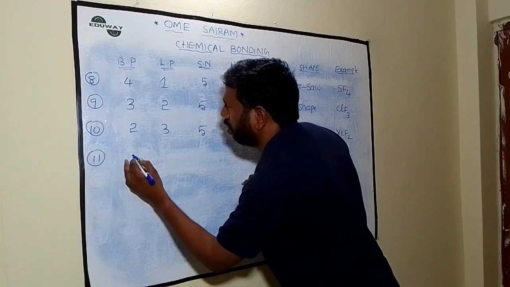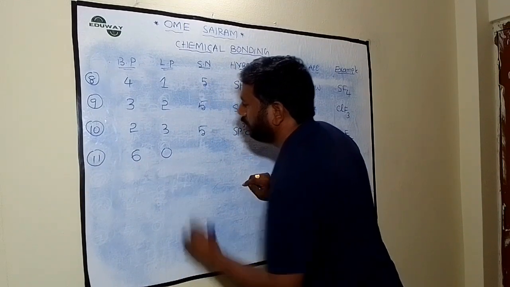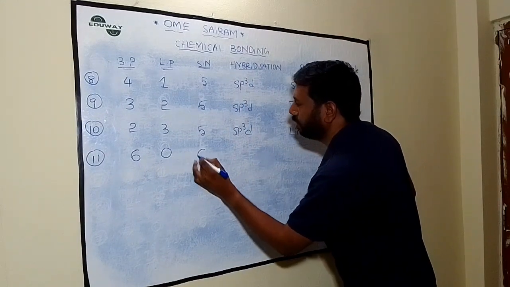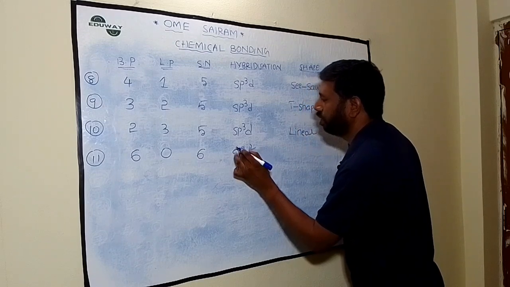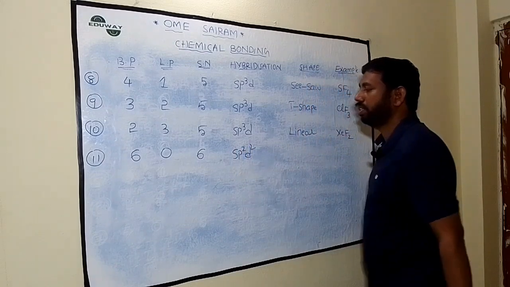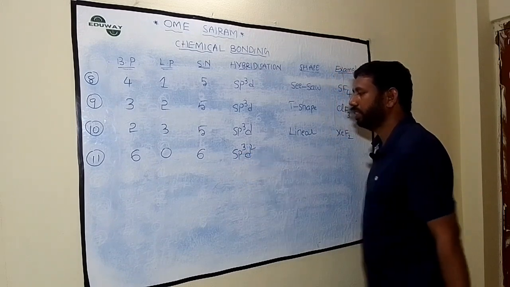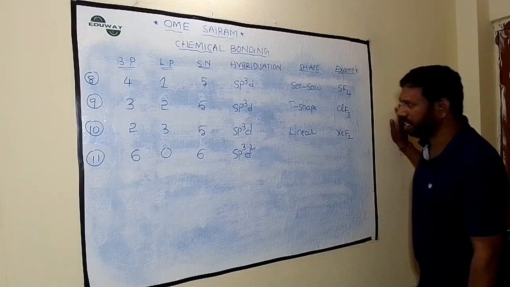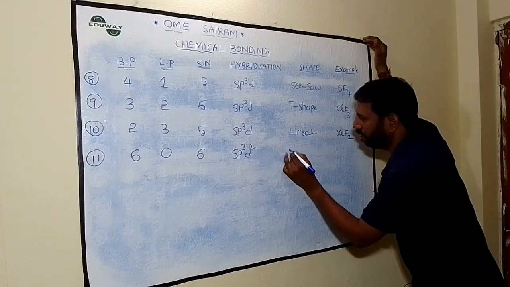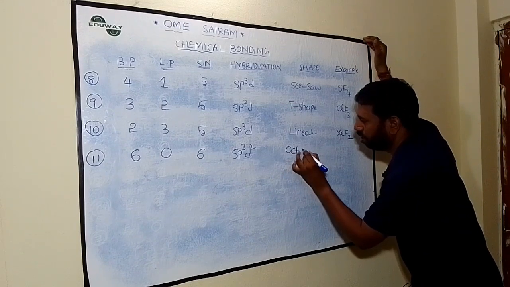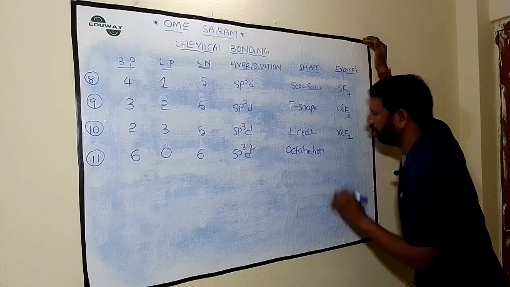Next example, 6 bond pairs and 0 lone pairs. Steric number 6, hybridization sp3d2. 1 plus 2, 3, sp3d2. 1 plus 3, 4, 4 plus 2, 6. If any molecule has 6 bond pairs and 0 lone pairs, the structure should be octahedral or octahedron.